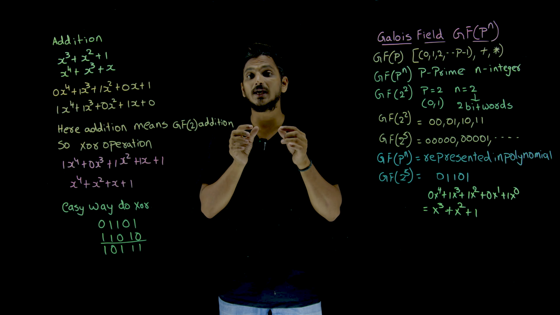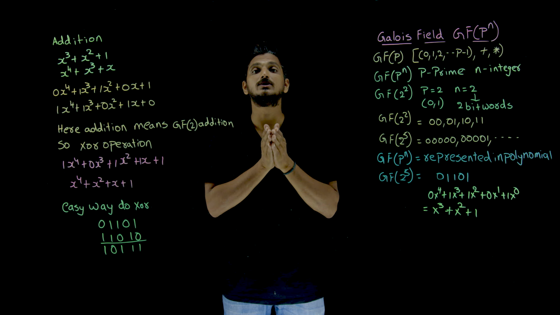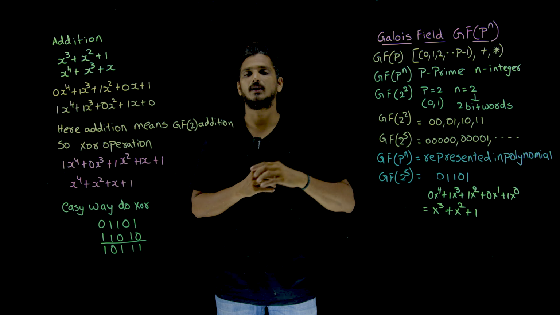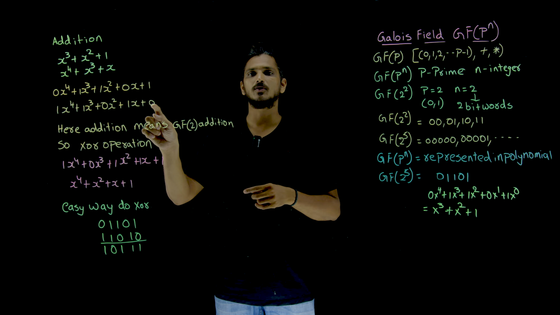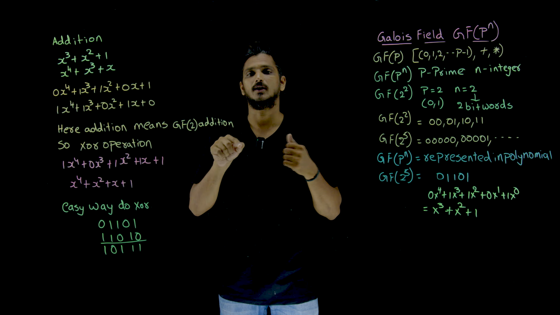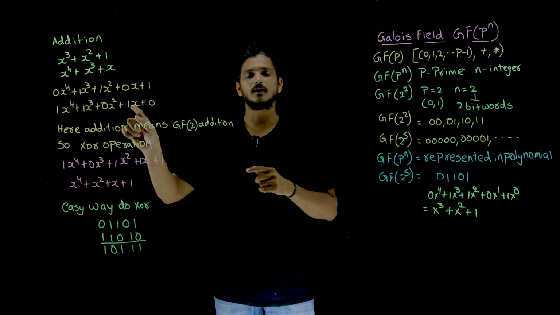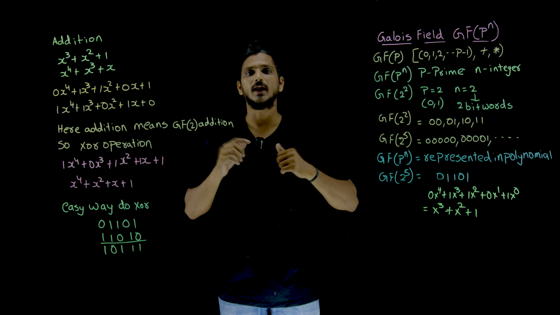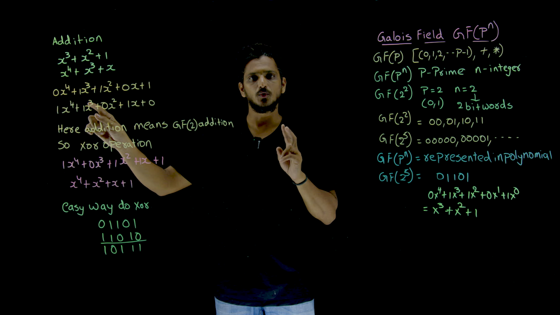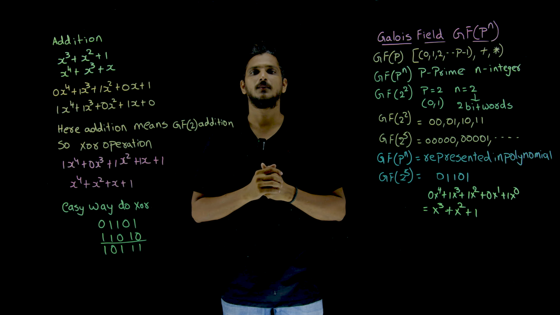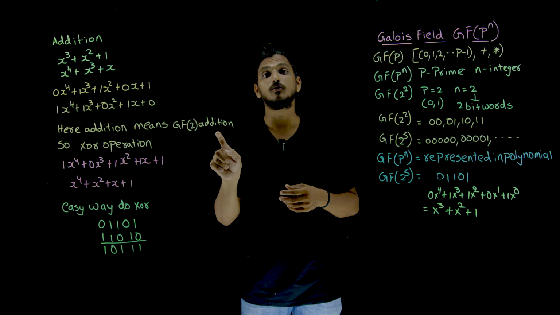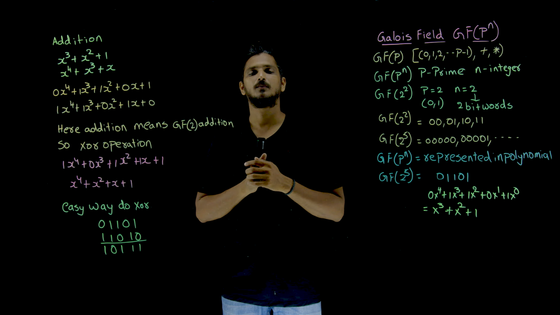Here is the point you need to understand. Addition means we have to follow GF of 2 addition, which means addition modulo P. Here P is 2. 1 plus 0 is 1, modulus 2, which is 1. That is what we have to follow here. 0 plus 1 is 1, 1 mod 2, which is 1 again. 1 plus 1 is 2, 2 mod 2, which is 0. That is what we have to follow here. Quotient addition means GF of 2 addition. This is what we have done in GF of 2.